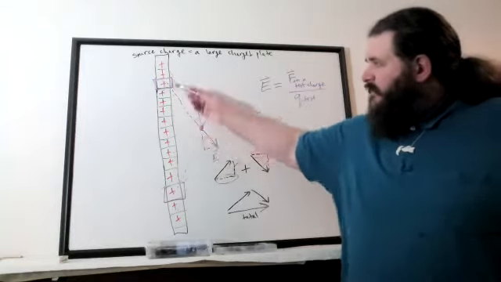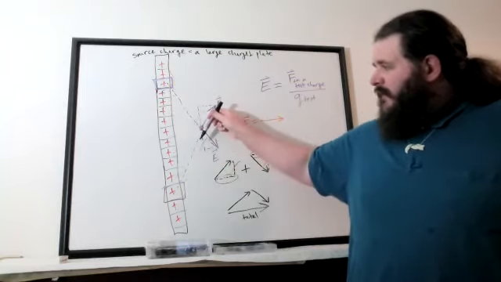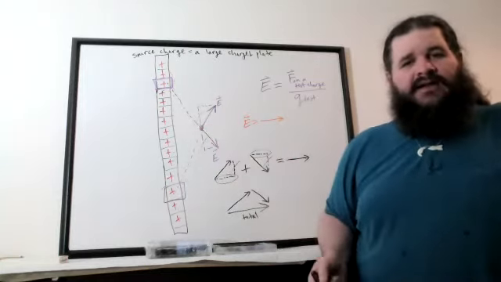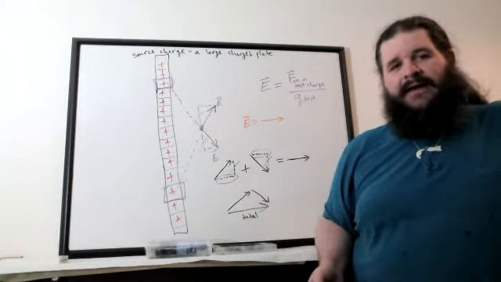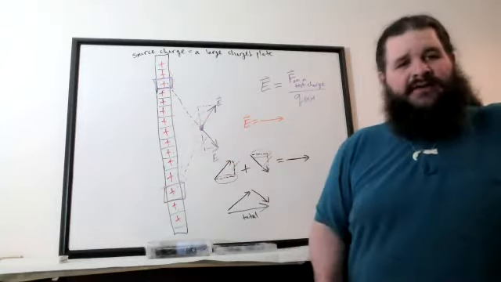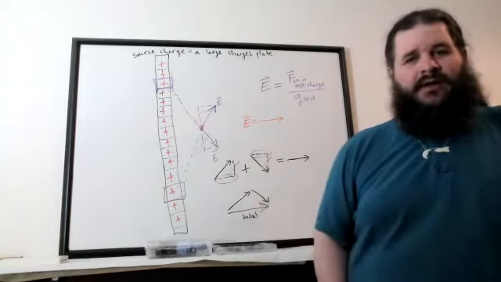This charge opposite to it would be creating an electric field towards itself. So we'd have vectors pointing down and to the left, up and to the left. We would still have the up and down components canceling out and the left components combining. So we'd still have a horizontal vector. It would just be pointing towards the center of the wall instead of away from the center of the wall.